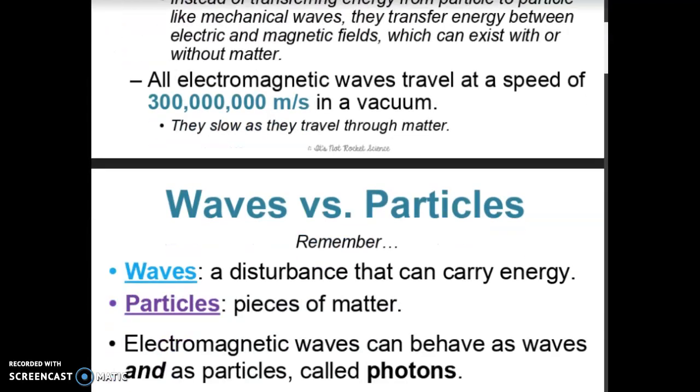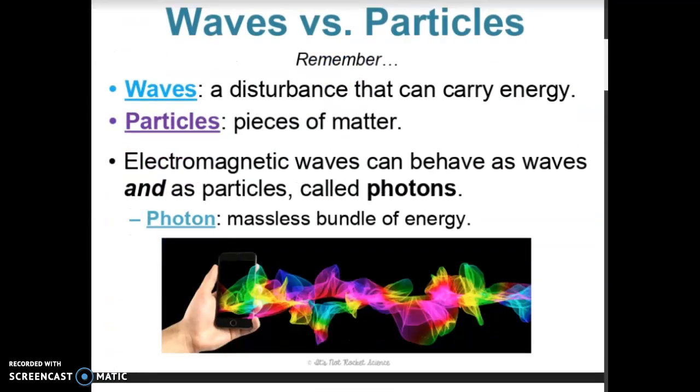All right, so let's talk about waves versus particles. Waves are a disturbance that can carry energy, and particles are pieces of tiny matter. So electromagnetic waves can behave as waves and particles. Those particles are called photons. All photons are just a massless bundle of energy. So it's a bunch of energy wound up together and it can move. That's really all photons are.